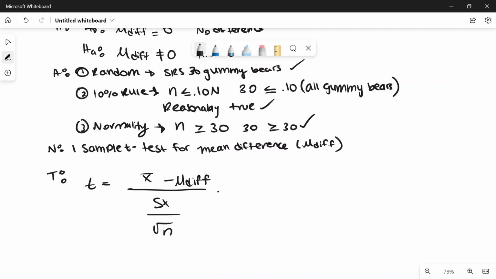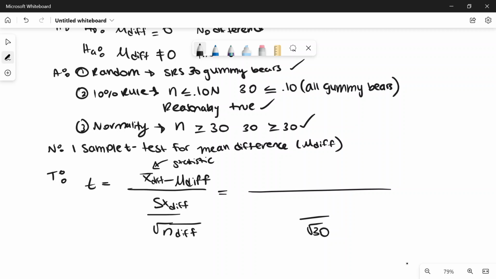What was I doing again? Okay, we just plug in the values. I know the square root of 30, because n is equal to 30. X bar... oh, this is why it wasn't making sense to me. I forgot to add this. Okay, much more sense. So x difference, the statistic that we found from our sample, was negative 0.9.